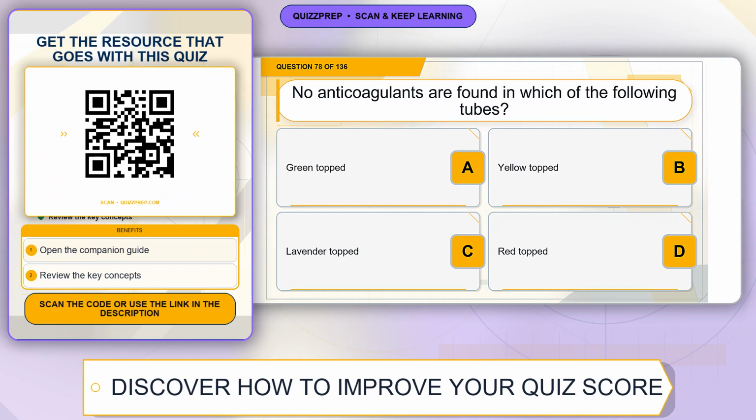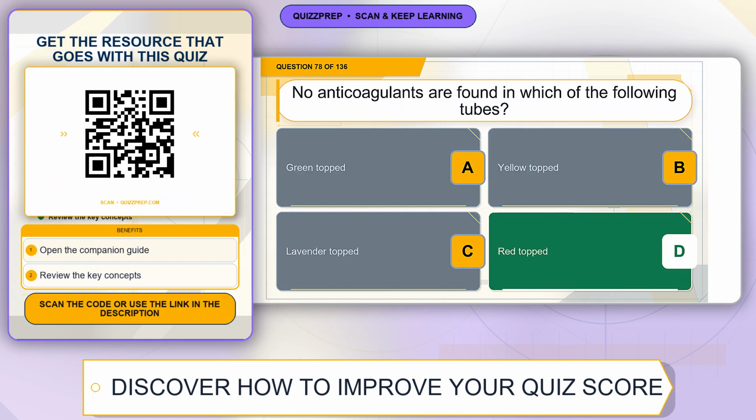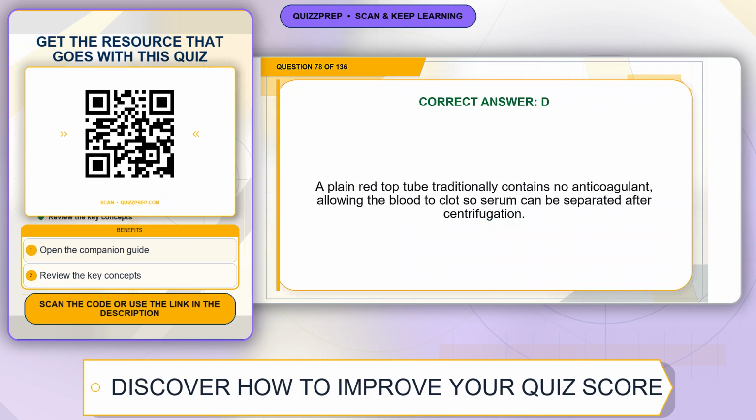Question 78. No anticoagulants are found in which of the following tubes? Option A, green-topped. Option B, yellow-topped. Option C, lavender-topped. Option D, red-topped. The correct answer is option D, red-topped. Explanation. A plain red-topped tube traditionally contains no anticoagulant, allowing the blood to clot so serum can be separated after centrifugation.